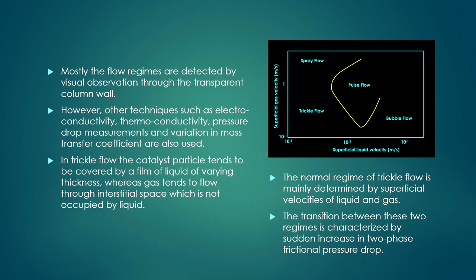And also you have to remember that in the case of trickle flow, the catalyst particle tends to be covered by a film of liquid of varying thickness, whereas gas tends to flow through interstitial space which is not occupied by the liquid. And also this normal regime of trickle flow is mainly determined by the superficial velocity of liquid and gas both. And the transition between these two regimes is characterized by a sudden increase in two-phase frictional pressure drop.